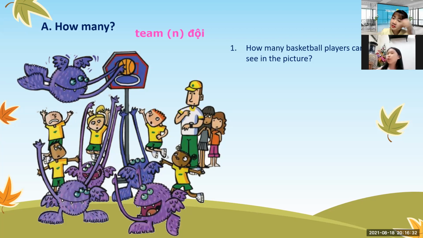Hero Team. Okay. So, how many teams do you need when you play basketball? Two teams. Yes, two teams. And you can see that the two teams are different. Look at that. How many players here? 2, 3, 4, 5, 6, 7, 8, 9, 10. 10? Yes, 10. And we have two teams. The people wearing yellow t-shirts are in one team, and the monsters are in another team.